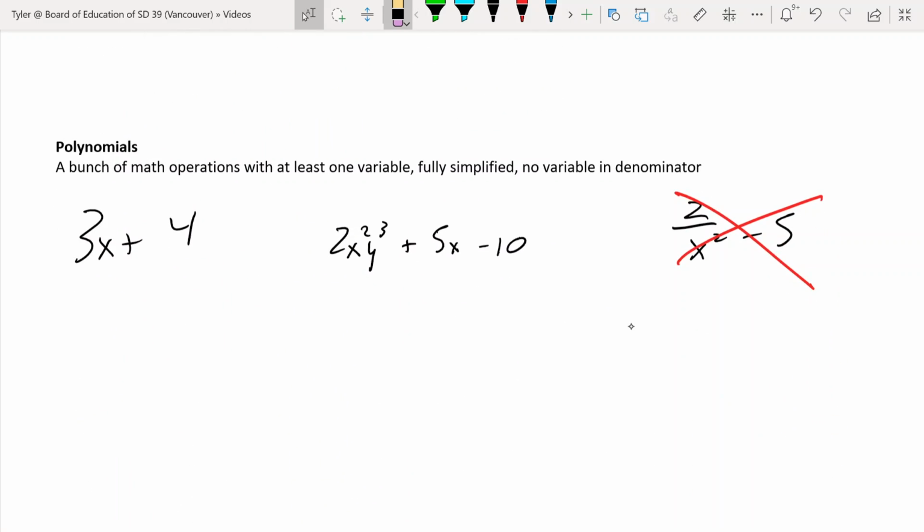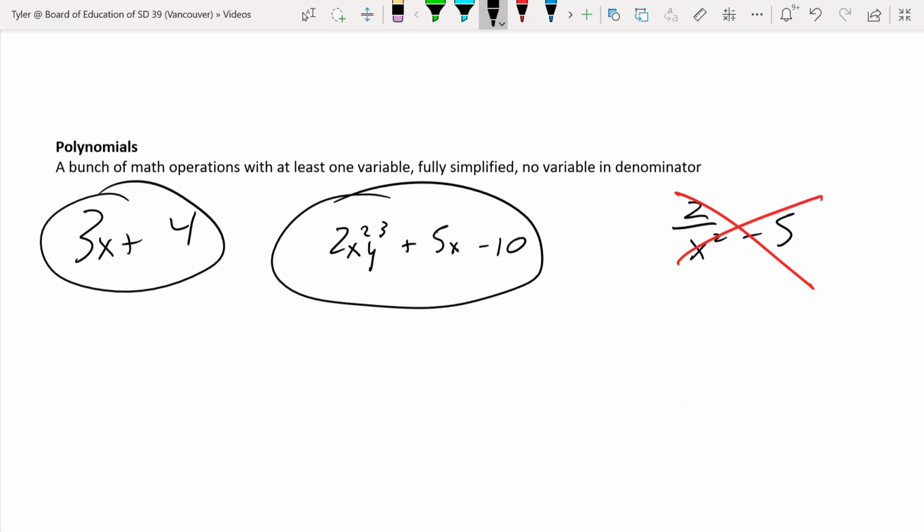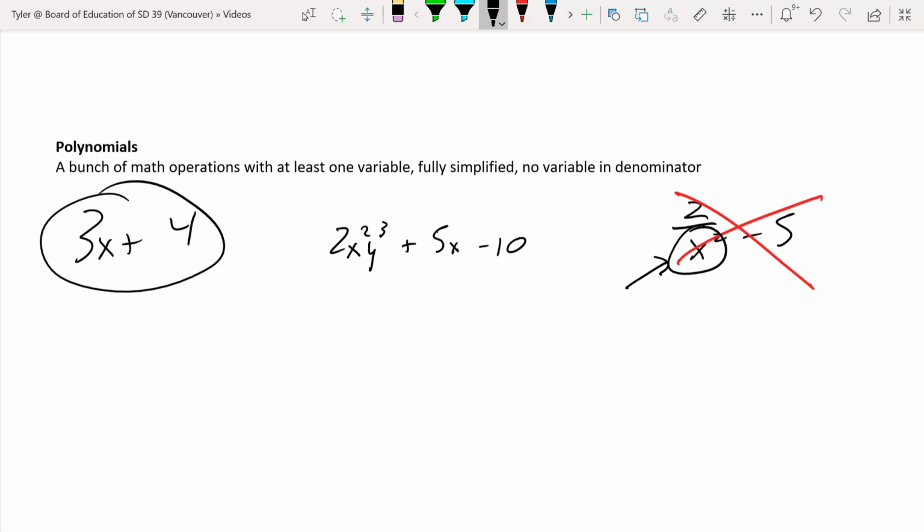Polynomials is the core of this unit. Polynomials means basically a bunch of terms together, okay? We're going to go in more depth of what that means, but these are some examples of what polynomials look like. So you can have like 3x added with 4, or you can have a bunch of things added and subtracted. Exponents are okay. The thing you cannot have for polynomials is x on the denominator.